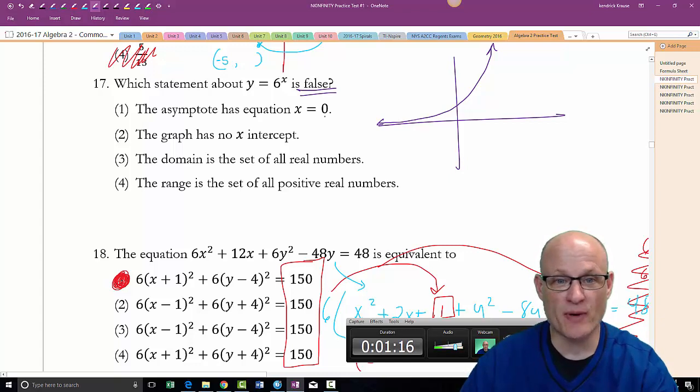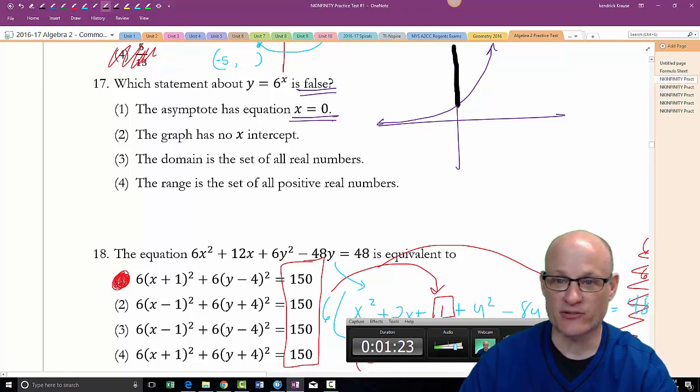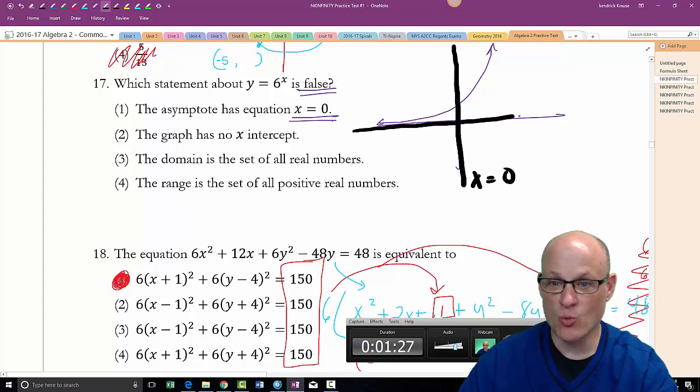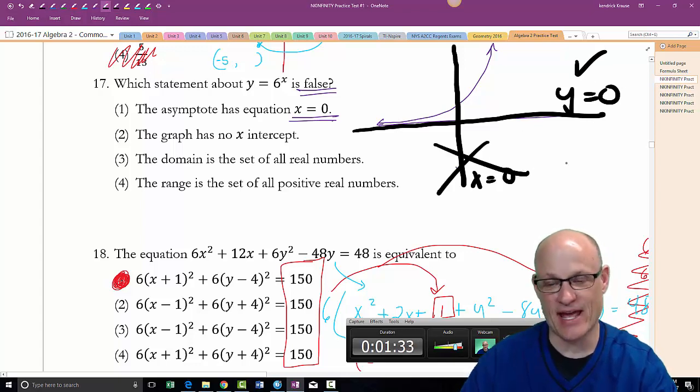The asymptote has an equation that's x equals 0. Well, x equals 0 is this line right here. That's the line x equals 0. This is the line y equals 0. This one is the asymptote. This one is not the asymptote. So the asymptote has an equation x equals 0. That's not true.